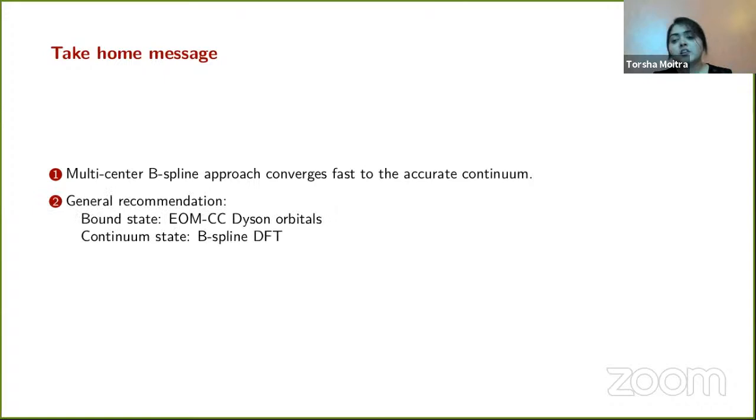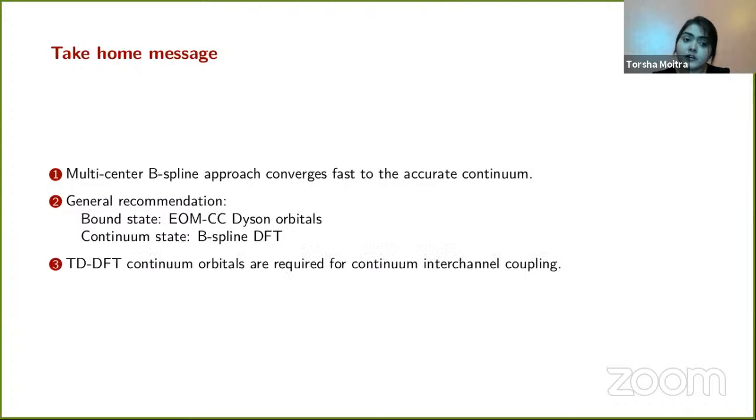A general recommendation would be to use, for the bound state description, EOM coupled cluster Dyson orbitals, and for the continuum, the B-spline DFT approach. However, if we are interested in investigating more sophisticated experimental phenomena, we must use the TDDFT approach.